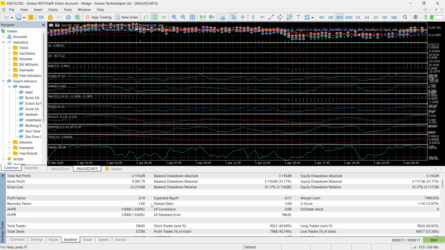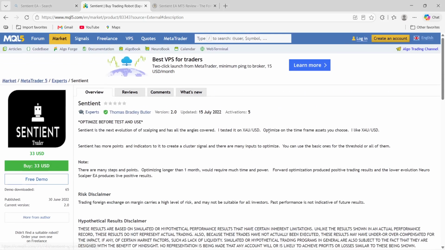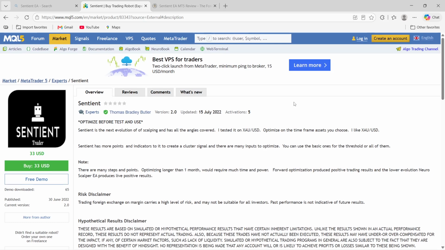So who is this Sentient EA for? Let's just return back to the developer's page. It could make sense for traders who are very comfortable with optimization and forward testing. It might also be interesting for someone who wants to study how multi-indicator cluster systems behave in different regimes and doesn't mind using it first on a demo or very small live account as an experiment.